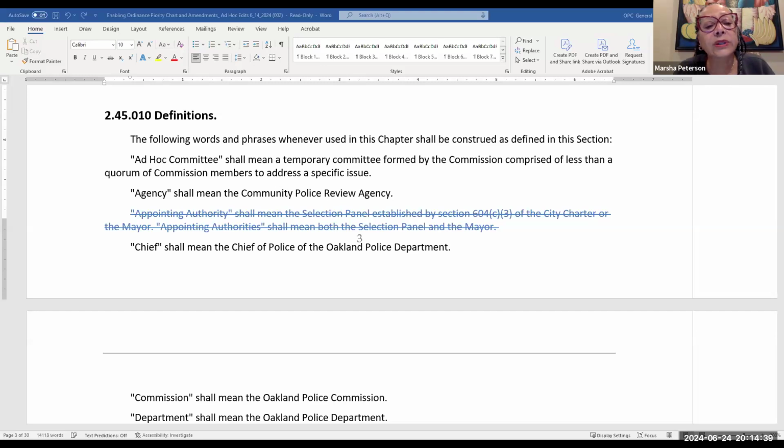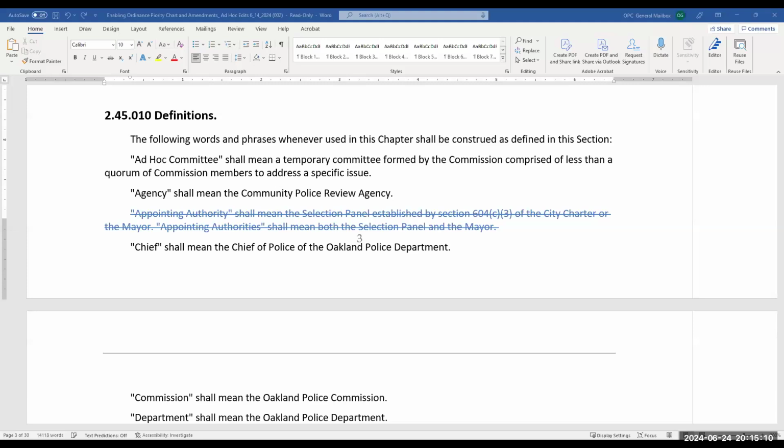So they will know we want them to keep some indication of how we want them to address this. Right, but we should let them know why we're adding it back. Rashida, what was that code section, where appointing authority is mentioned? 2.45.065. Thank you, Mac.